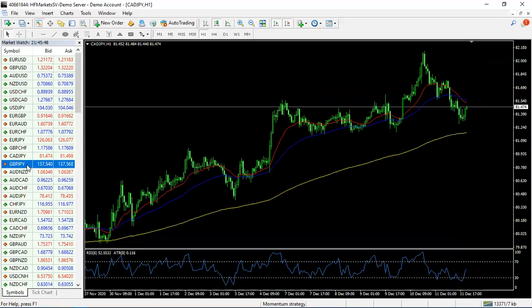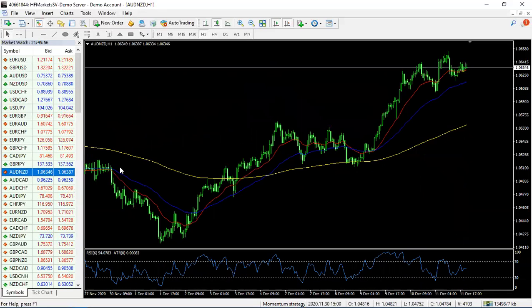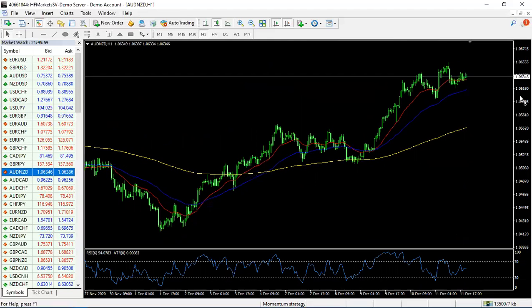Then we can go for GBP JPY. We're waiting for this bounce, but it's not yet. As I said, mostly you'll find these markets pulling back at night, okay? So we have this Australian, New Zealand dollar. So we have this for a buy position, okay? So let's deal with that for now, okay?